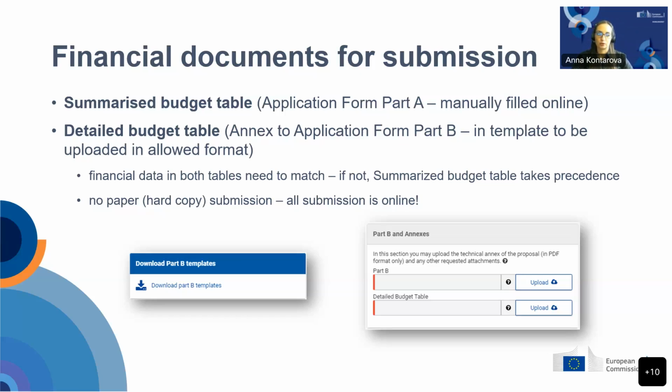So firstly, what you should do is prepare this detailed budget table, the template format, as it is a mandatory annex. It has to be uploaded, as I said, and then you will be able to finalize the summarized budget table, which is the summary of the detailed budget table. And make sure that there are no discrepancies between these 2 documents, because in this case we will have to take into account only the amounts which are filled in the online summarized budget. Next slide, please.